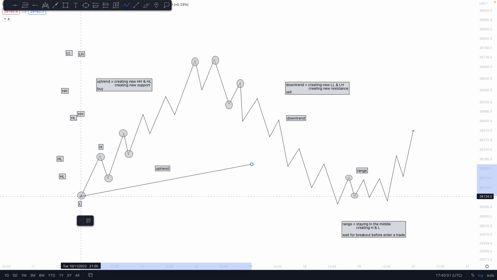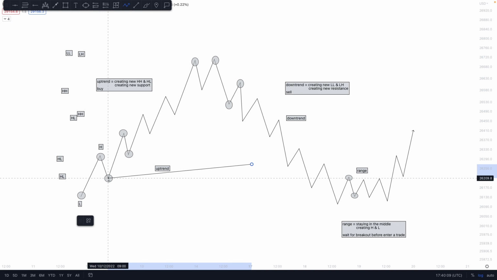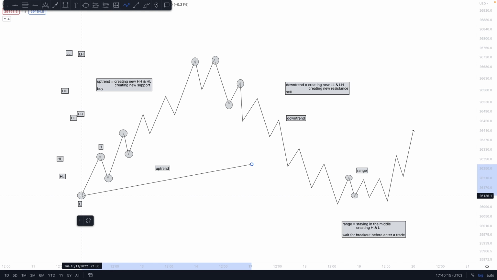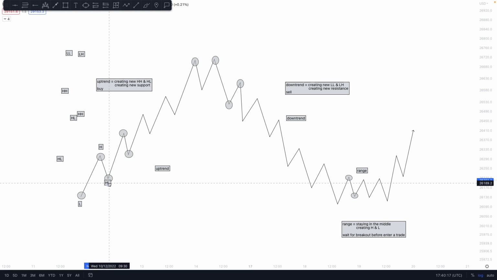Alright, so this point over here, or this low, is now the beginning of the uptrend. So this is where the market begins the uptrend, right? We now have a low, we create a new high. Over here, it creates a new higher low. The reason why this is going to be a higher low is because this low is higher than the previous low, right? So it now becomes a higher low.